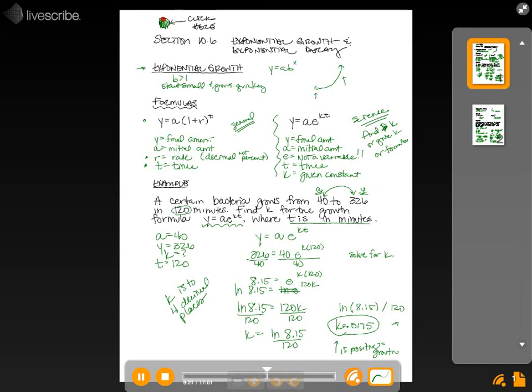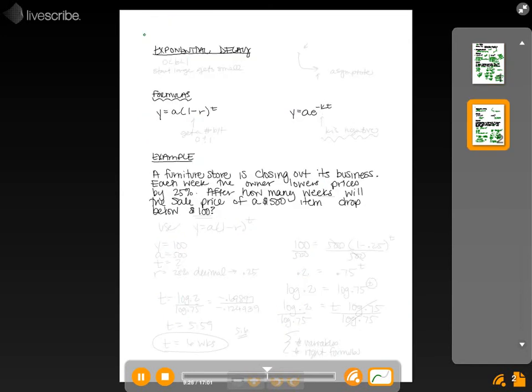We're going to go to decay. Exponential decay, let's go over some quick facts. We said this earlier, that b is between 0 and 1. They're going to start with a big number, and then it quickly gets smaller, which means the graph would look like this. This is your beginning point, this is your end point.